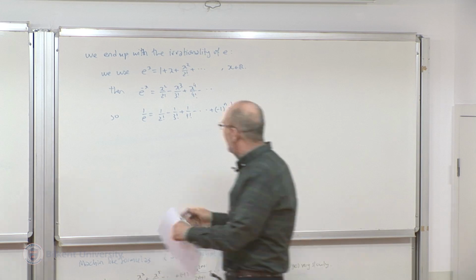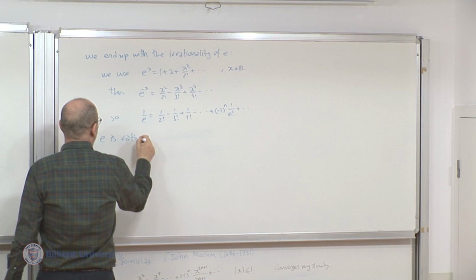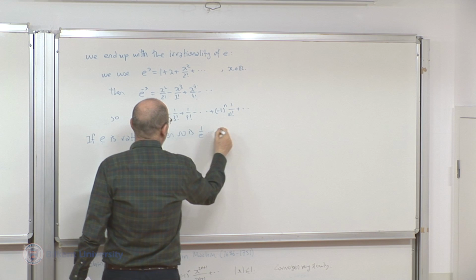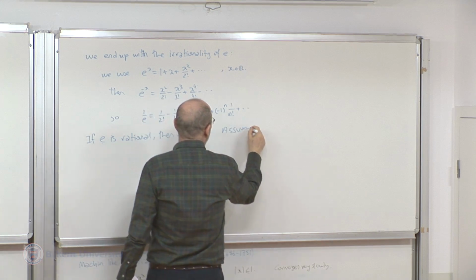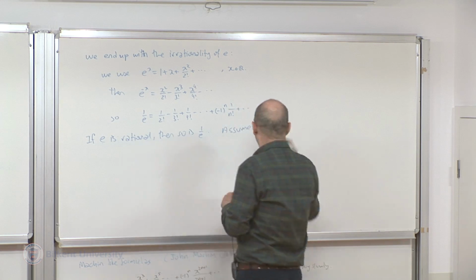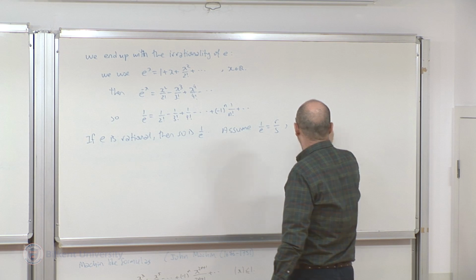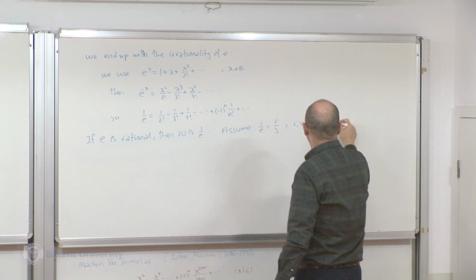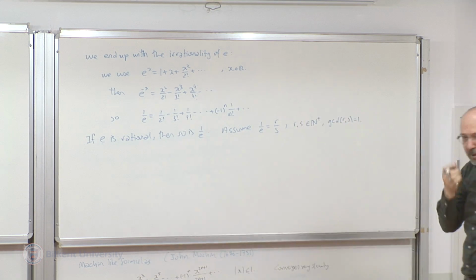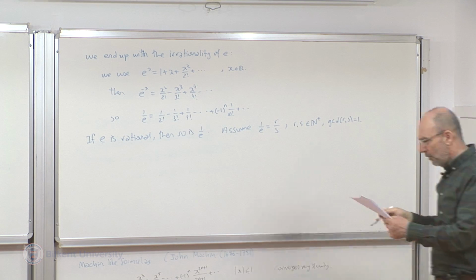Now if e is rational, then so is 1 over e. So assume 1 over e is equal to r over s, where r and s are positive integers and their greatest common divisor is 1. So we write it as a rational number, cancel out the common factors. We have this.